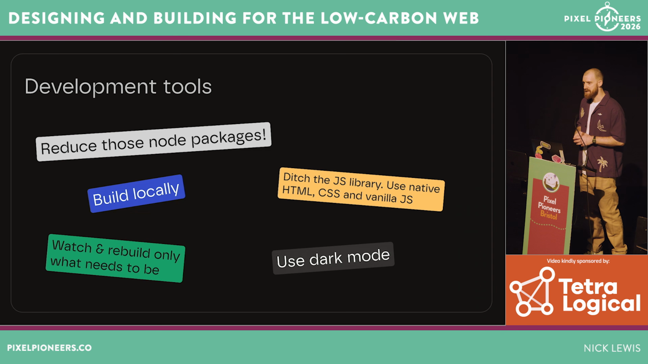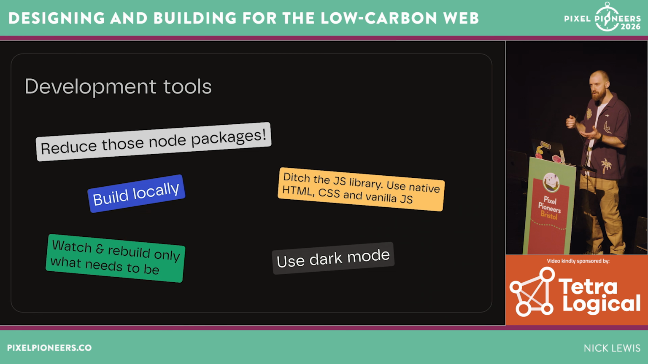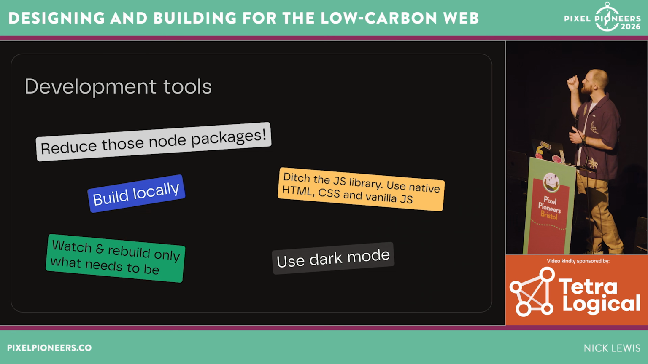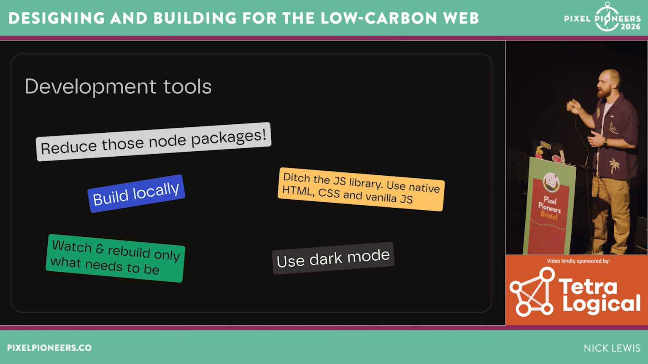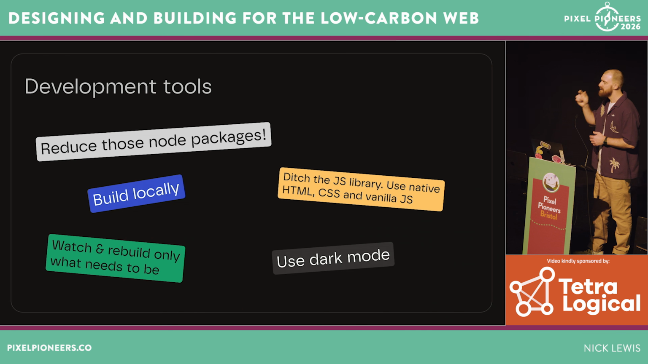Ditch the JavaScript libraries, again, a little bit like node packages. How do we ditch the JavaScript libraries that we perhaps have relied on and got used to using, maybe for carousels and things like this? Because HTML now is incredibly powerful. CSS is incredibly powerful. And a sprinkle of vanilla JavaScript does go a long way. But we don't need all of the JavaScript libraries.